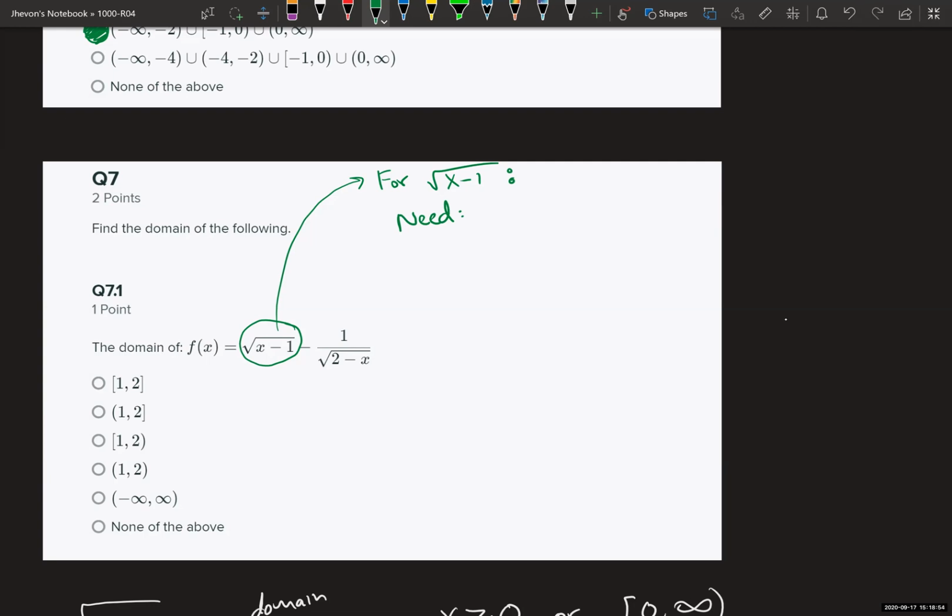We need x minus 1 to be greater than or equal to 0. That's the same as saying x is greater than or equal to 1. Okay. Now there's another part. There is another radical right here.